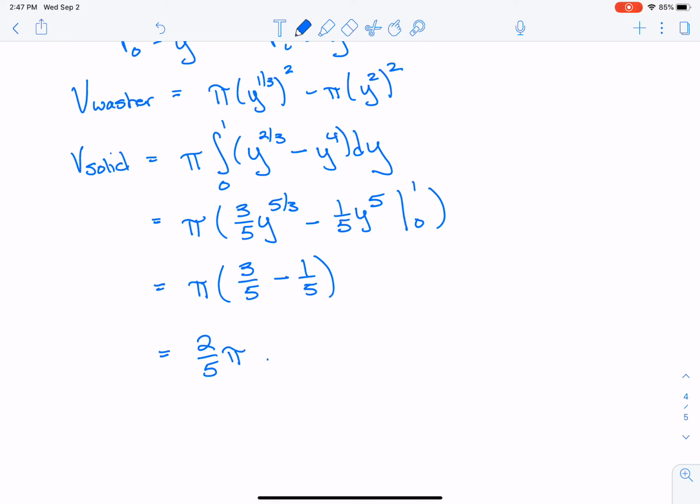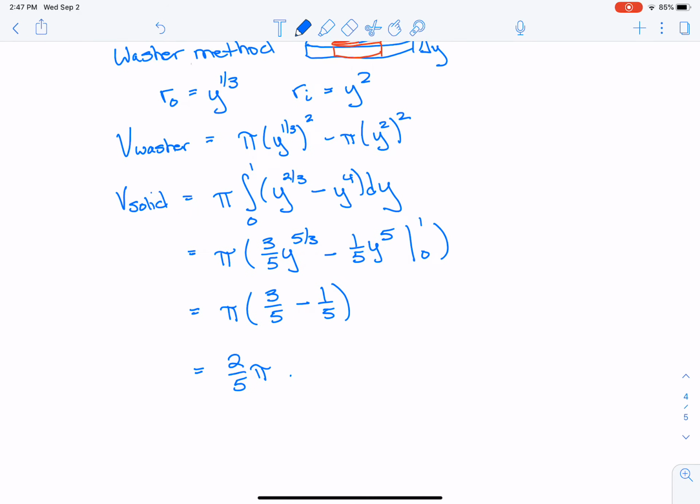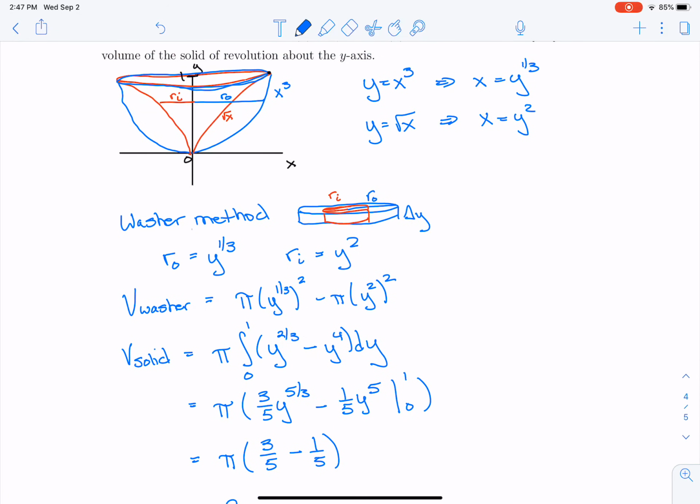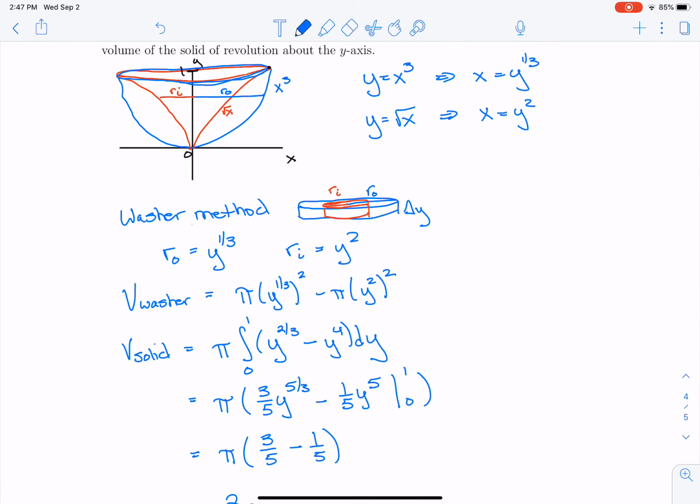And so now you've seen what happens when we choose to rotate around a different axis, in this case the y-axis, but also when our solid is bounded by two curves, and so instead of thin disks as our cross sections, we're going to have thin washers.